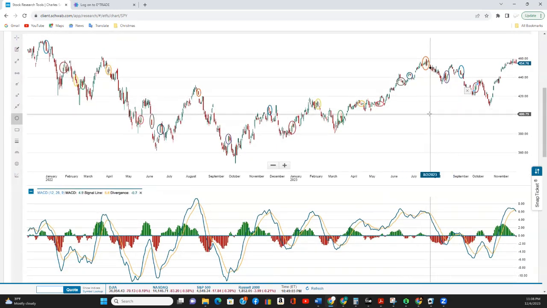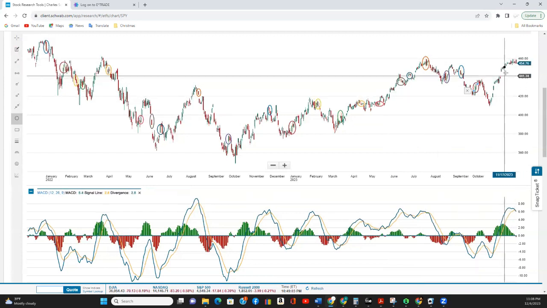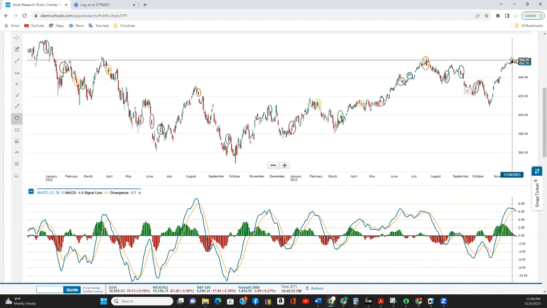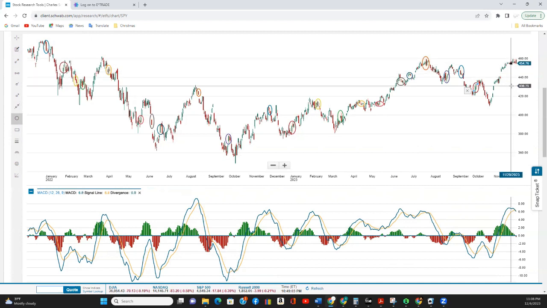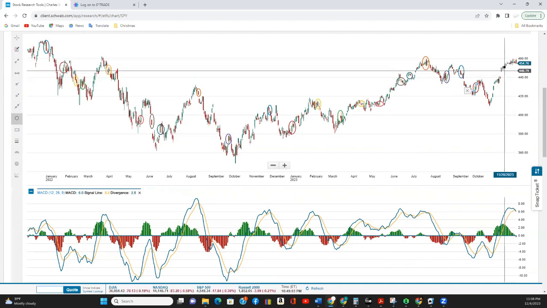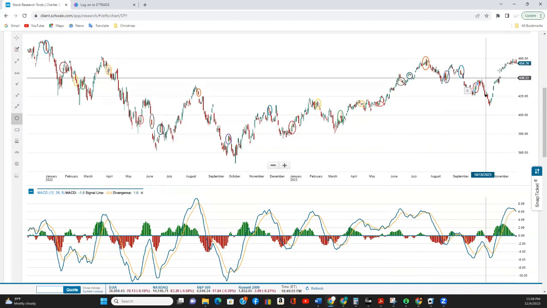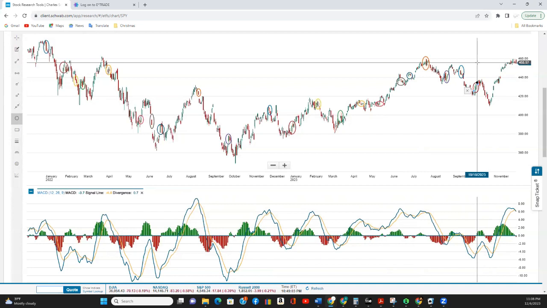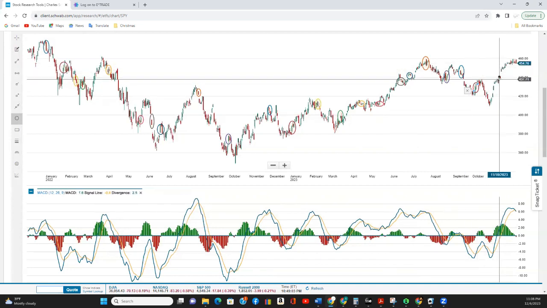I do like this setup from a bearish technical standpoint. It does look like the S&P has reached a peak and is set for something of a pullback. How much, I certainly wouldn't feel comfortable saying, but I will likely be playing things to the downside for the near future.